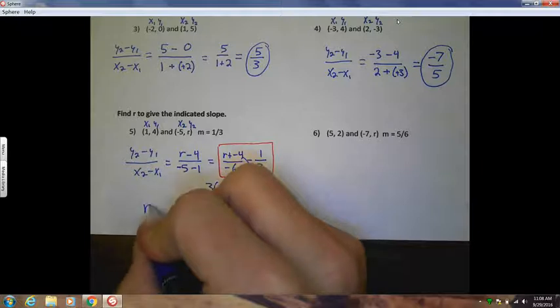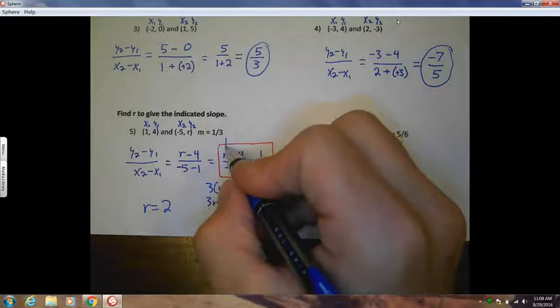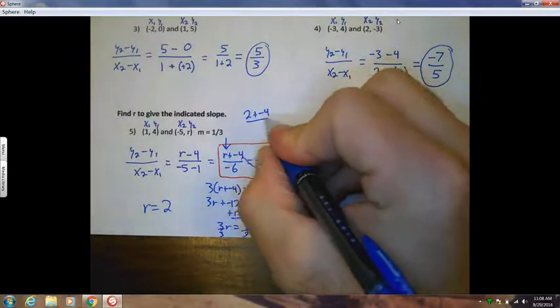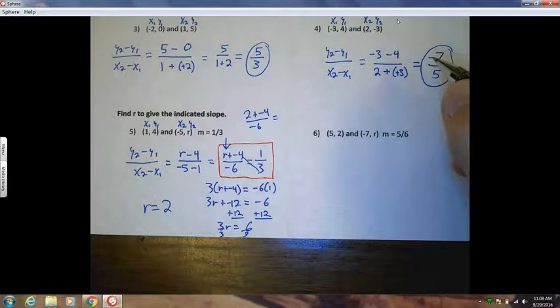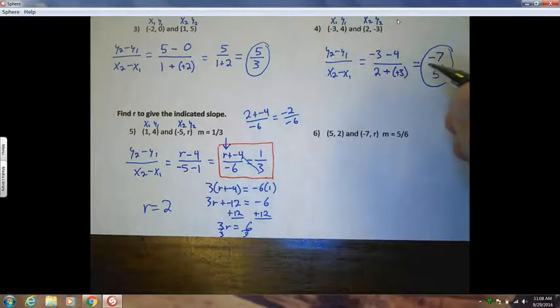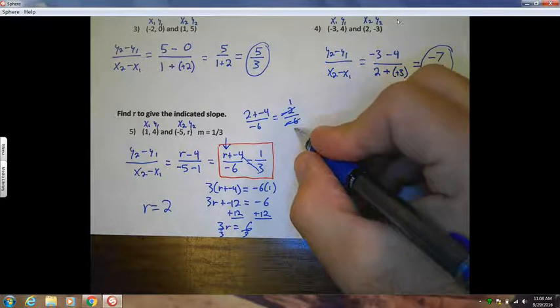Okay? So we can always check that. If I put 2 right here. So 2 plus a negative 4 over negative 6. Well, 2 plus a negative 4 is negative 2 over negative 6. I can reduce that. Negative 2 goes into here 1 time. Negative 2 goes into here 3 times. So that does reduce down to 1/3.